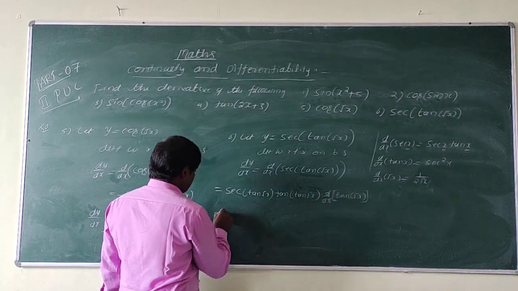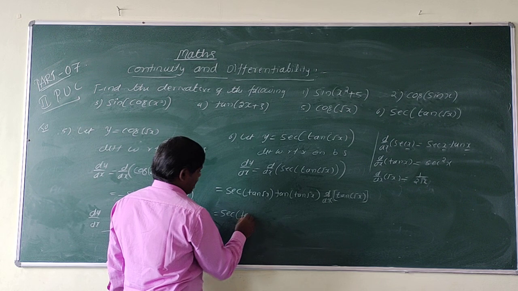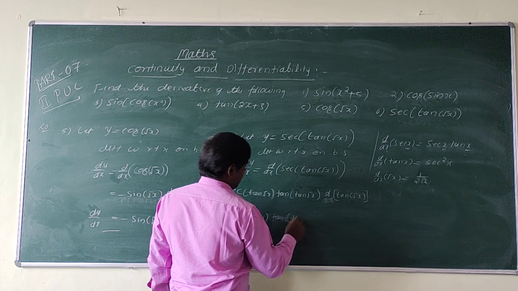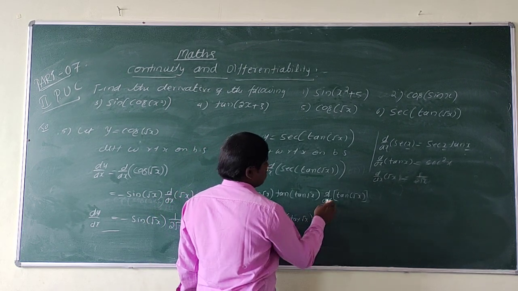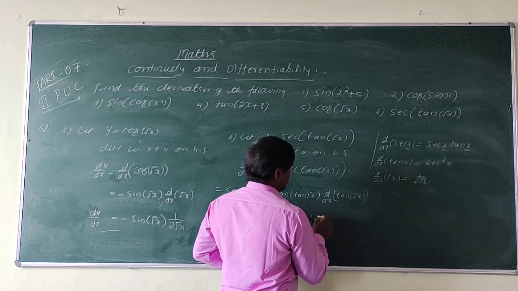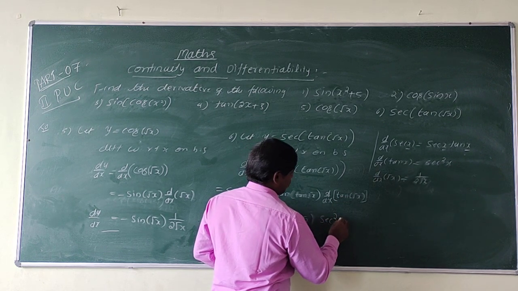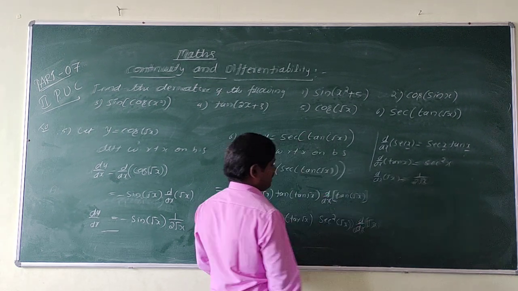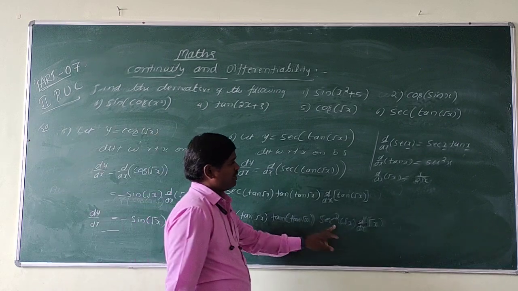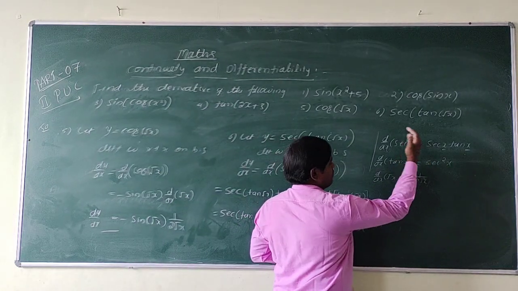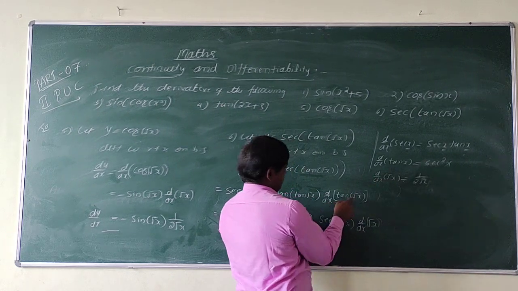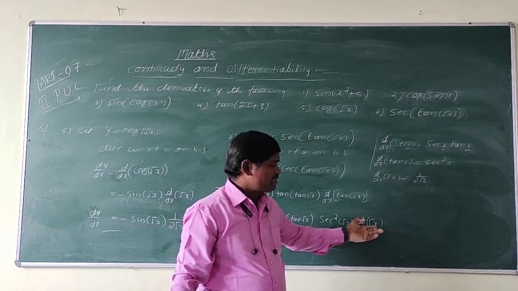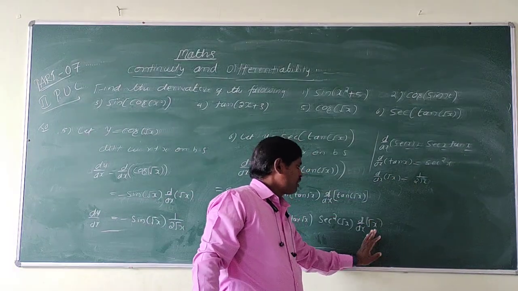So that is secant of tan root x into tan of tan root x. The differentiation of tan of root x is secant square of root x into d by dx of root x. Is it clear? Here x is there, therefore secant square x; here root x is there, so tan of root x gives secant square root x into d by dx of root x. Again using the formula, we write 1 by 2 root x.